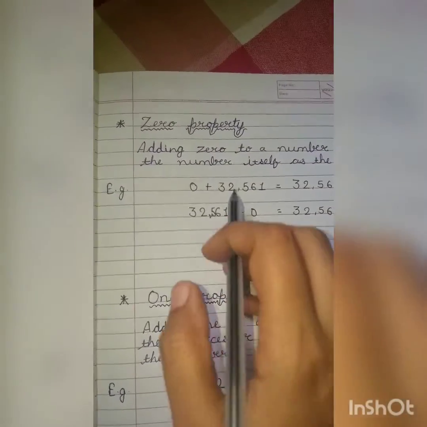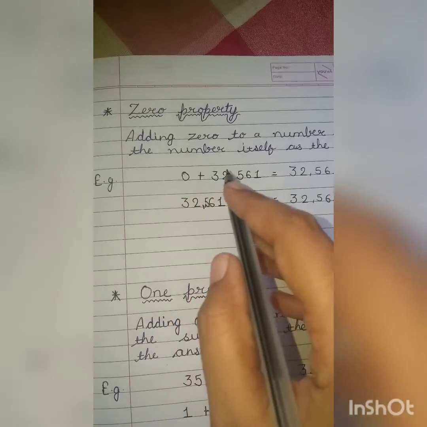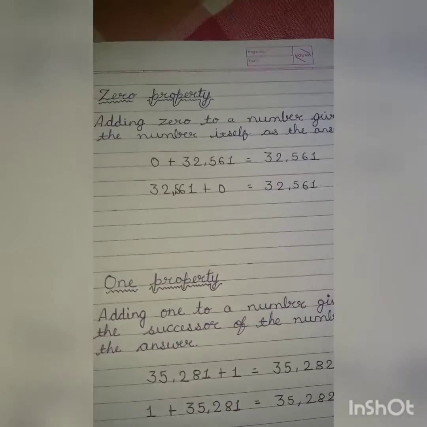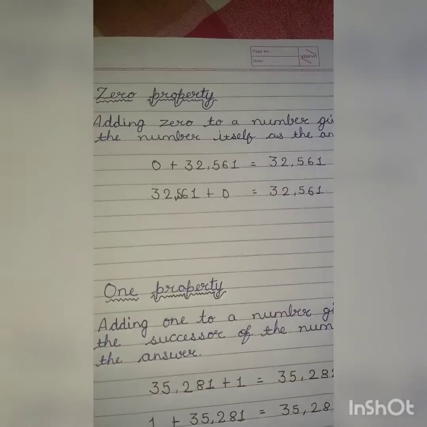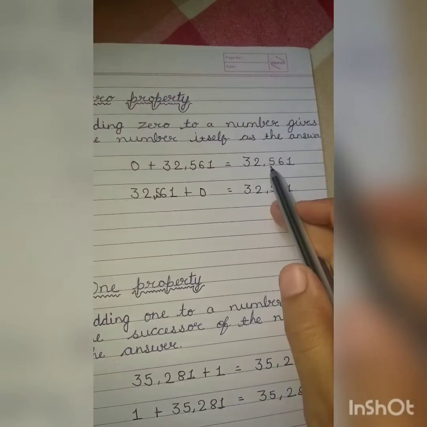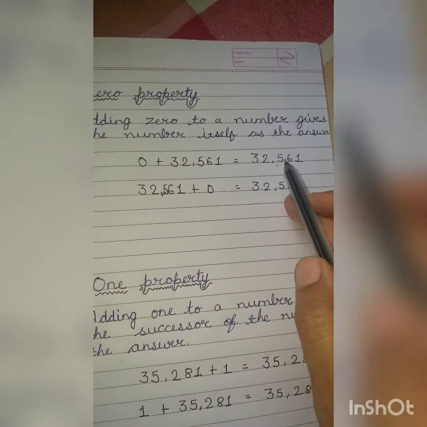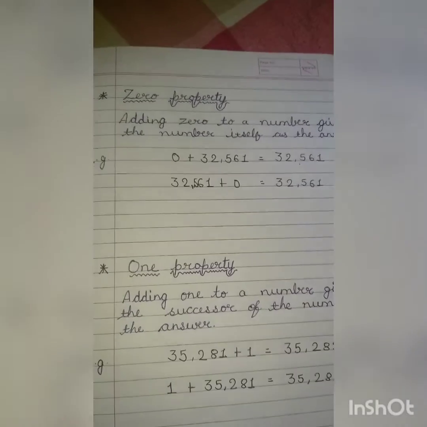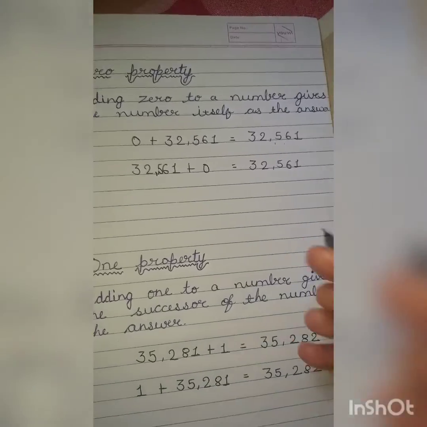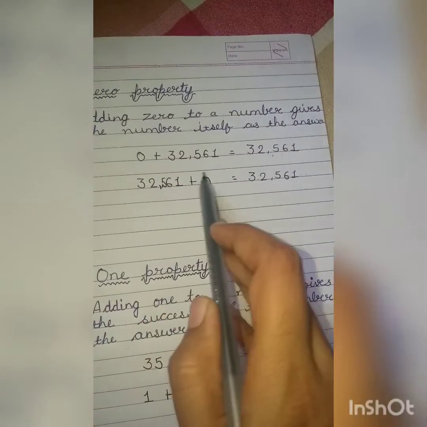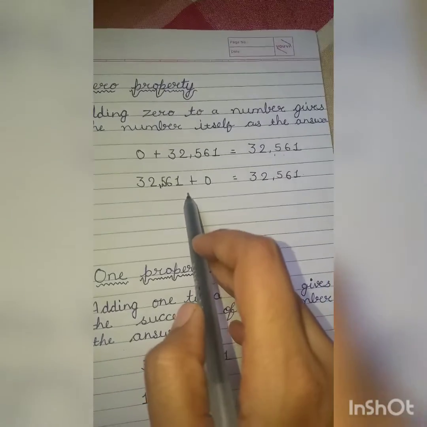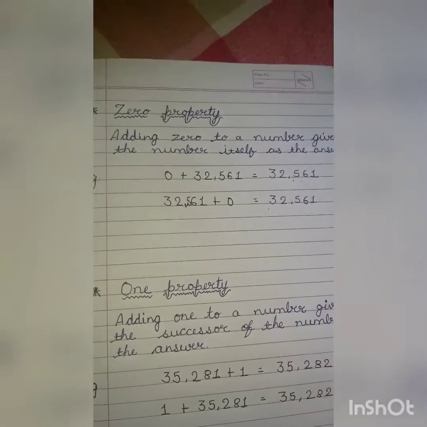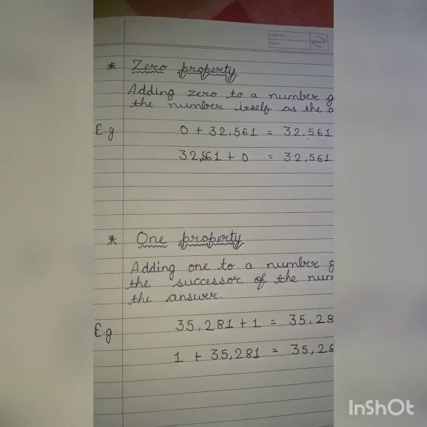So let's see one example. Here we can see 0 plus 32,561. That means in 32,561 we have added 0. So what is our answer? Yes, the answer remains the same, that is 32,561. The answer remains itself. That means the answer is not going to change. Whenever we add 0 to any number, that means 32,561 plus 0, the answer will be the same number itself. So this is only a 0 property.